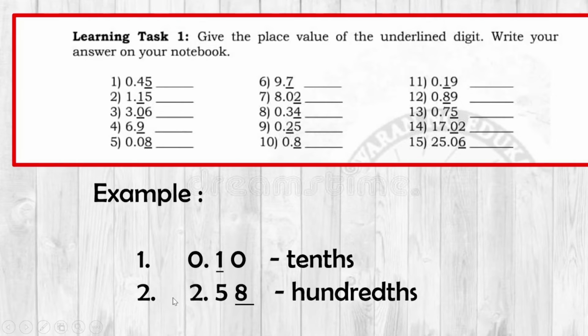Okay? Then number 2, we have 2.58. Now, what is the place value of 8? Kasi siya yung naka-underline. So, meaning, dito, tenths, hundredths. So, ang place value ng 8 ay nasa hundredths. So, ganito lang po ang inyong gagawin. Okay? Ang sagot lamang dyan ay tenths or hundredths. Titignan nyo yung mga digit na naka-underline. Ang tanging sagot nyo lamang po dyan ay tenths or hundredths. That is learning task number 1.